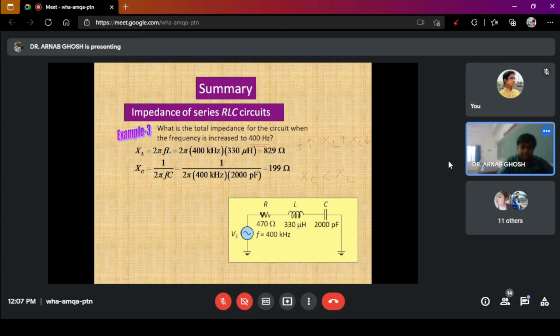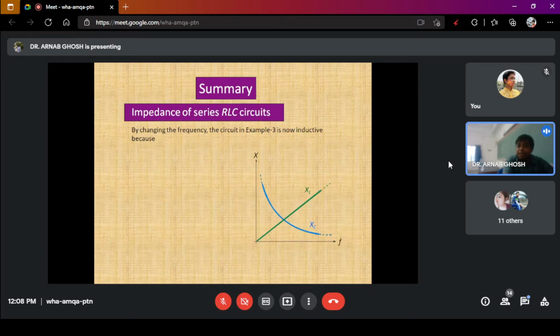So here is again 630. You calculate Z, the circuit has now become inductive in nature. So where will the frequency be plotted? The frequency will be plotted somewhere in this point.